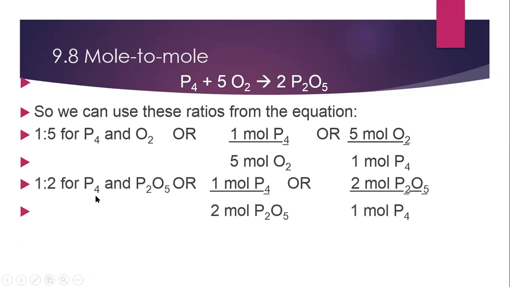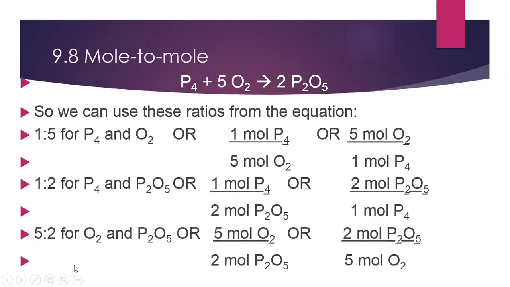Say we were comparing P4 and P2O5. Well, we've got P4 here, 1, and P2O5 is a 2. So we've got a 1 to 2 ratio. So we could use the 1 mole P4 over 2 moles of P2O5 or reverse it.